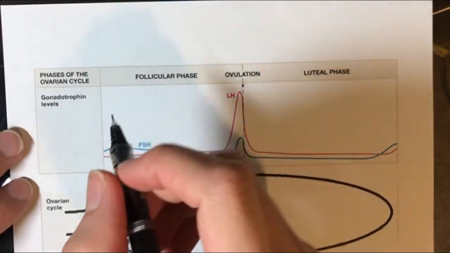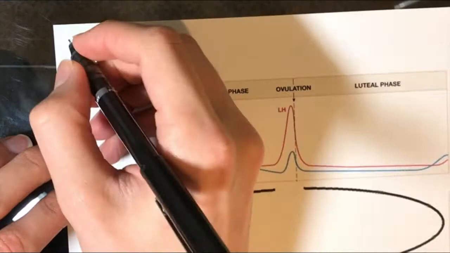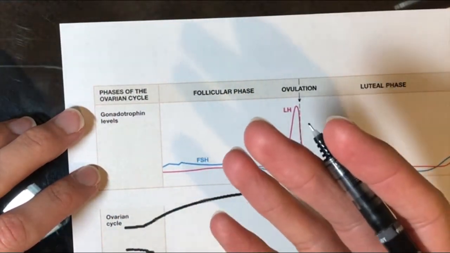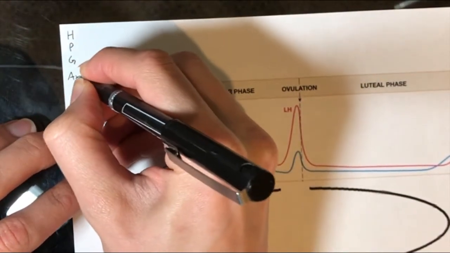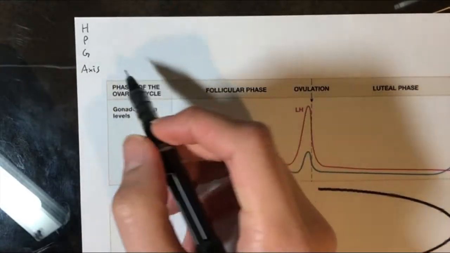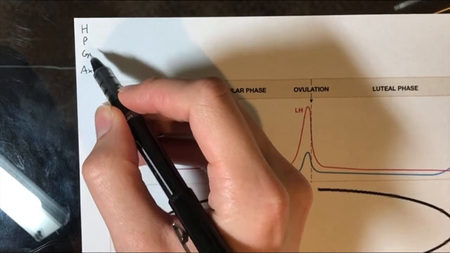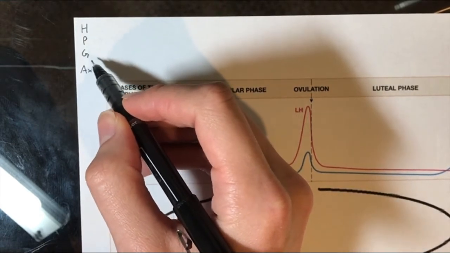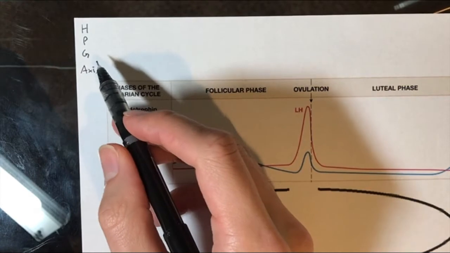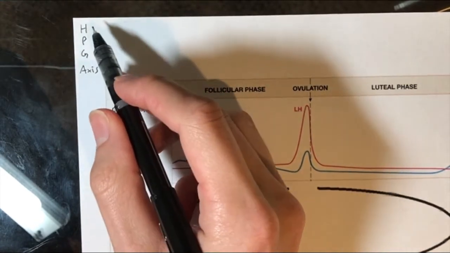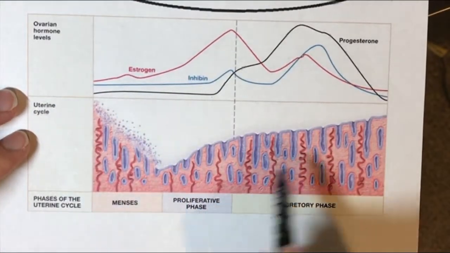So another thing we should recap before going into the details is that this whole worksheet is essentially focusing on what's occurring in the HPG axis. So the HPG axis is the hypothalamus, the pituitary gland, and the gonads. In this case, since we're talking about the menstrual cycle, the gonads are going to be the ovaries. So we're talking about how hormones are flowing through this axis, as well as not just the gonads, but how those hormones are influencing the uterus.